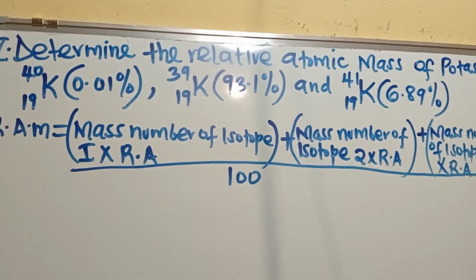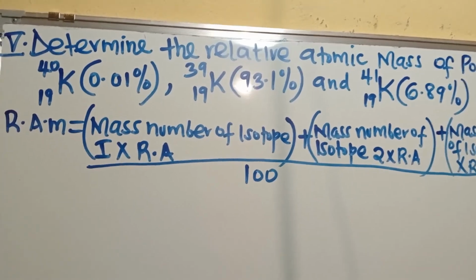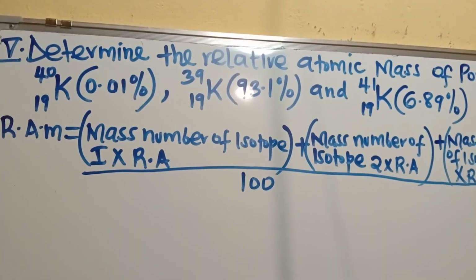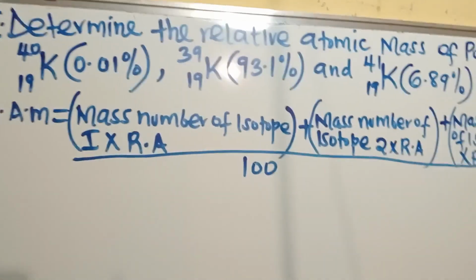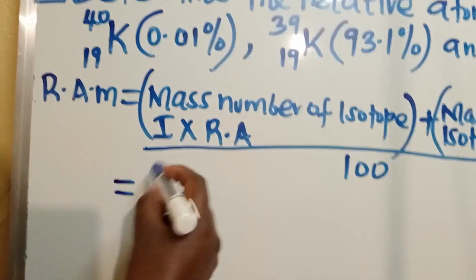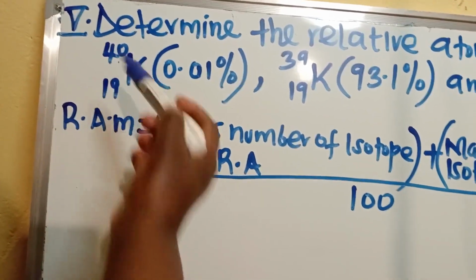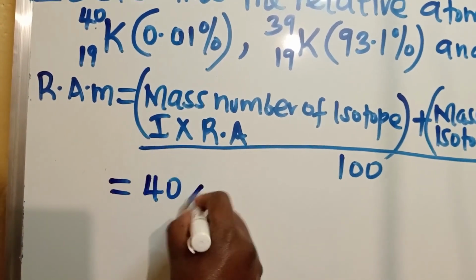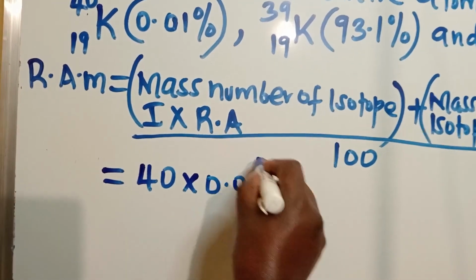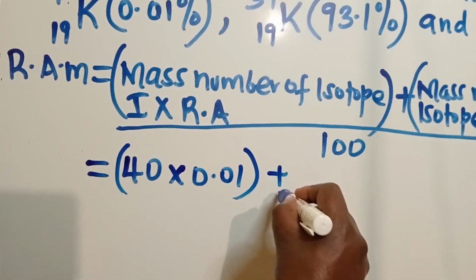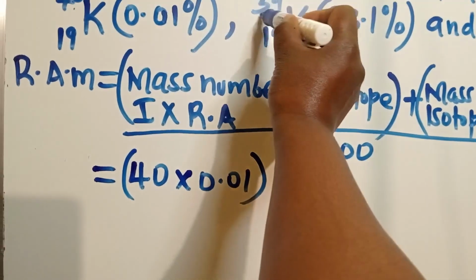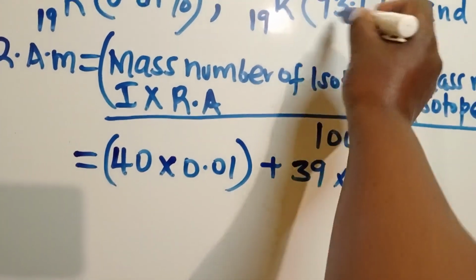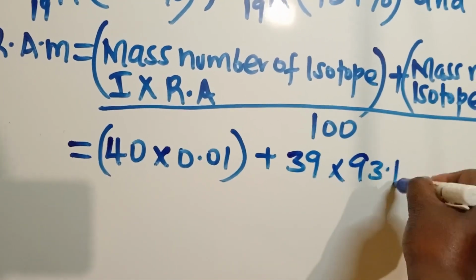So let us put in the information. So we are determining RAM. For the first atom of potassium, the mass number is provided. So mass number here is 40 multiplied by the relative abundance 0.01. Put them into bracket. Then mass number 39 multiplied by 93.1.